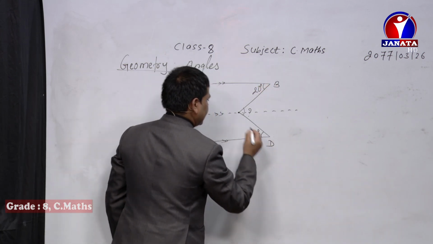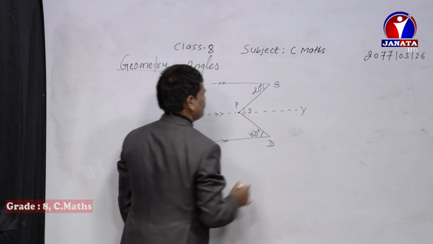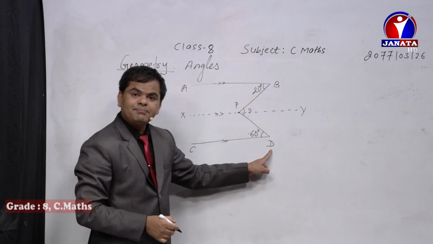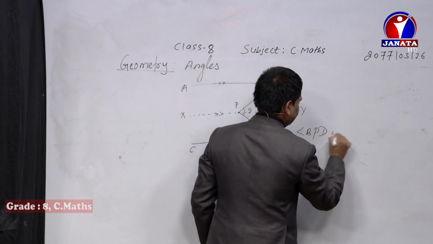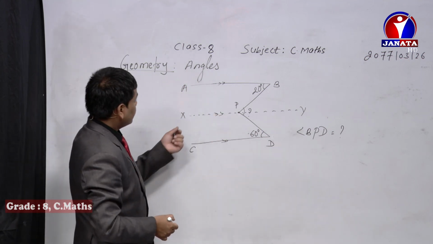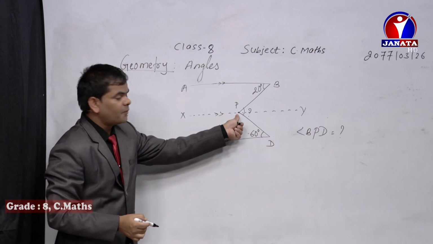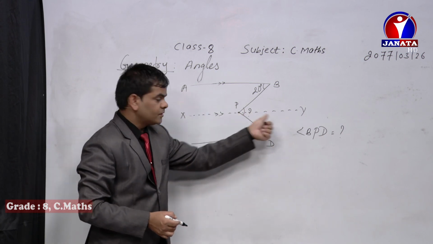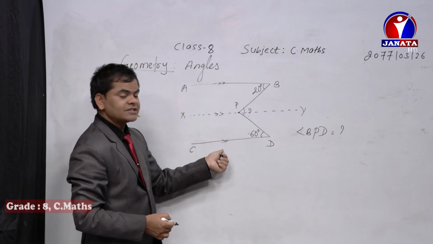C, D, and for example this one is P, and this one is X, this one is Y. At the time, the question may ask you to find out the angle BPD. What is the measure of angle BPD? Okay. If the figure is given in that way, then what we have to write is: construct a parallel line through point P. Construct XY parallel line through point P so that it becomes parallel to AB as well as CD.